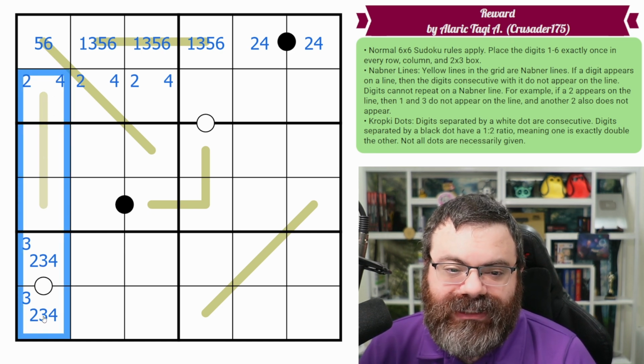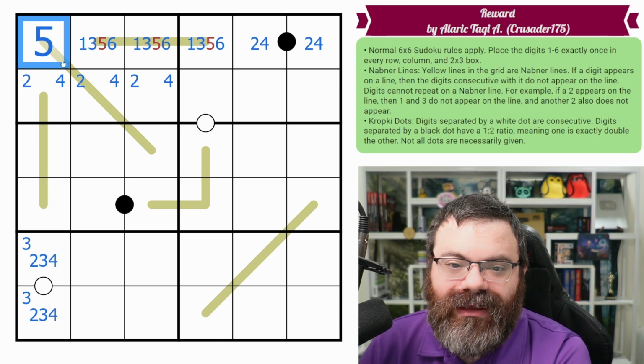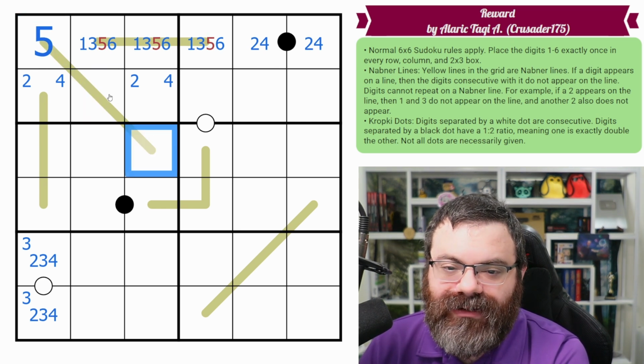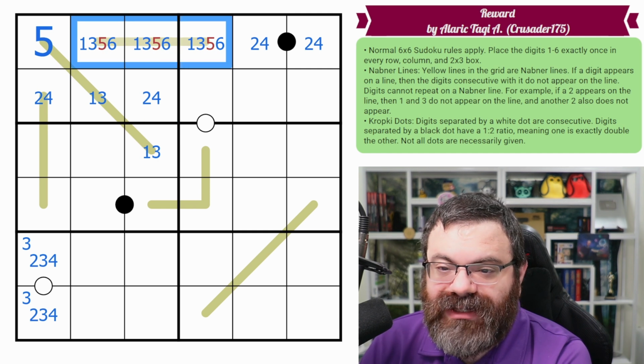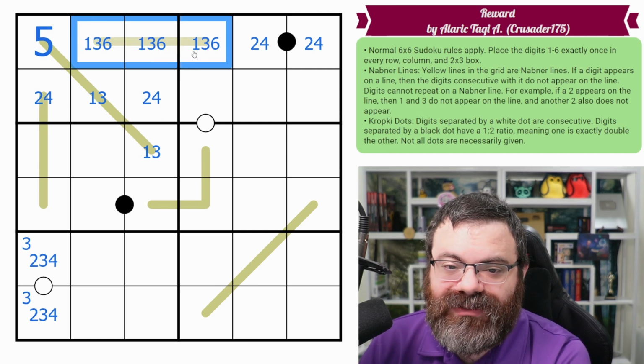So there's no 5 on any of these cells. So this is the 5. And 5 does force this to be a 1, 3 pair. I did say that would be limiting, and that's exactly what happened. So this doesn't have a 5 on it. It does have the 6 on it. It's 1, 3, 6. This is a 1, 3, 6 as well.